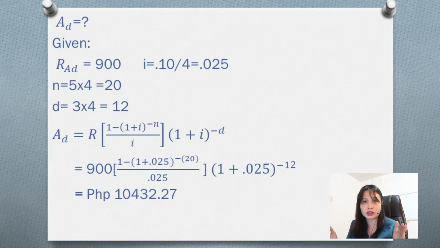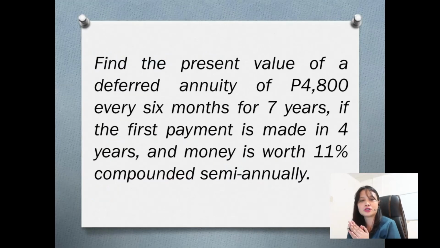Yung na-miss mo because of the deferment period. So that's the difference between N and D. Okay, so therefore, your present value of a deferred annuity will be 10,432.27.